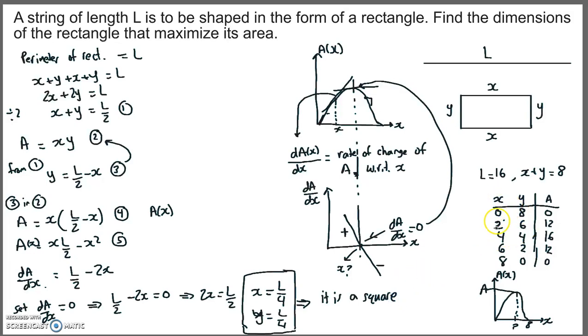And you can see here, we didn't cover all the possible values, but you can see here that when x equals y equals 4, the area was 16, which was greater than everything else that we have here. So the answer to the problem is, if we have a string of length L that we're going to form in the shape of a rectangle, the dimensions of the rectangle that maximize its area is just to make that rectangle a square, and then all sides are equal to L divided by 4.